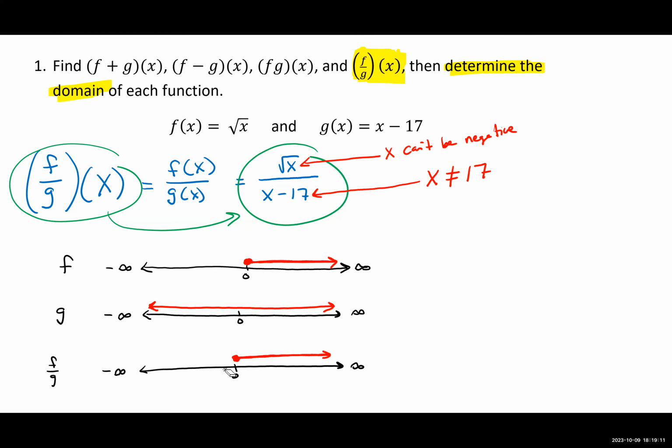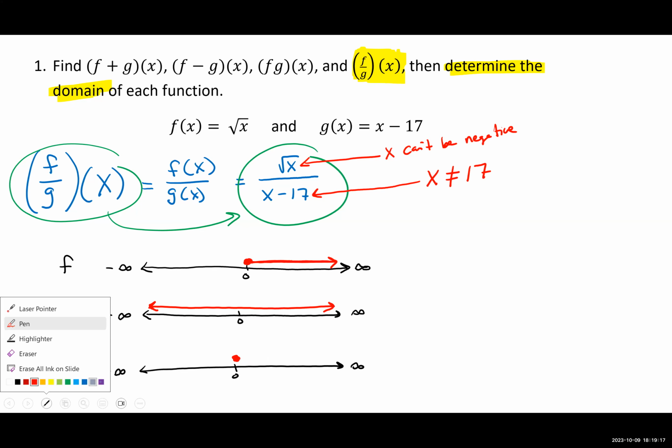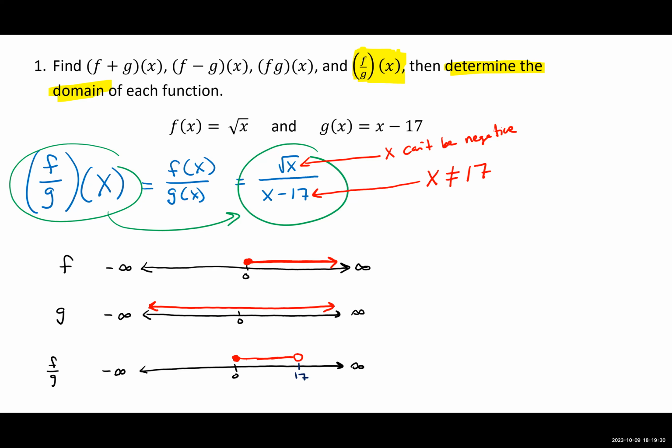So this little red arrow I have here on the bottom, let me get rid of that, because somewhere to the right of 0 is the number 17. And that's a bad number for this problem. So it gets an open circle because x cannot equal 17. So x could be any number from 0 to infinity except 17.